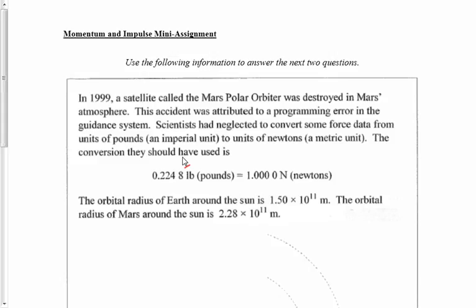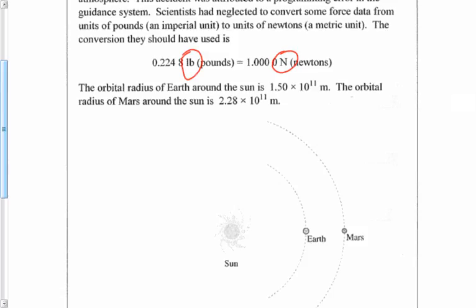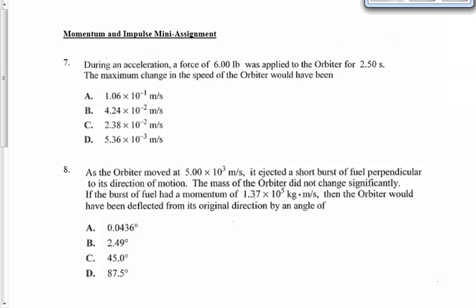Okay, this many pounds is this many newtons. That's our conversion factor right there. All right, it says the radius of the Earth's orbit around the Sun is 1.5 times 10 to the 11, and the Mars orbit around the Sun is 2.28 times 10 to the 11. The question says, during an acceleration, a force of 6 pounds was applied on the orbiter for 2.5 seconds. What's the maximum change in speed?